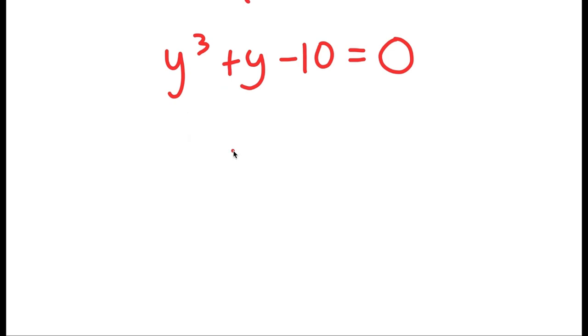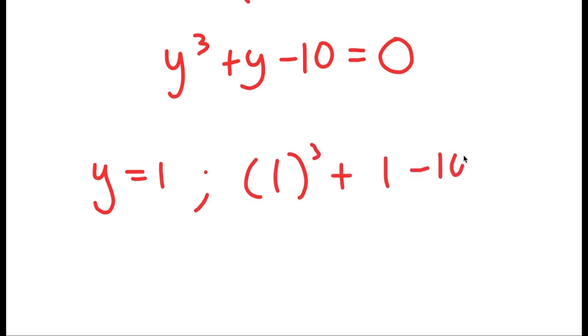Now, what I need to do is first find one solution of y, and then once I have that solution, I can find the remaining solutions. So to do that and find that first solution, I'm just going to test values of y. So we're going to start with y equals 1. So when y equals 1, I have 1 to the power of 3 plus 1 minus 10 is equal to 0. Well, 1 to the power of 3 is 1, 1 plus 1 is 2, 2 minus 10 is negative 8, which does not equal 0. So this does not work.